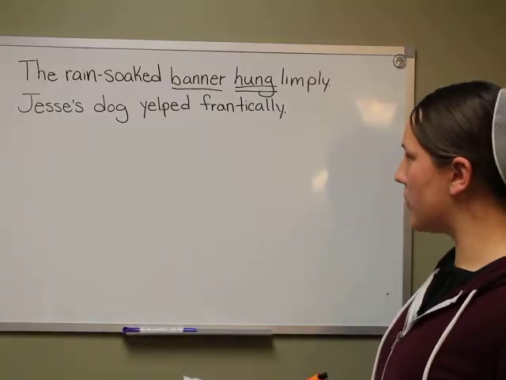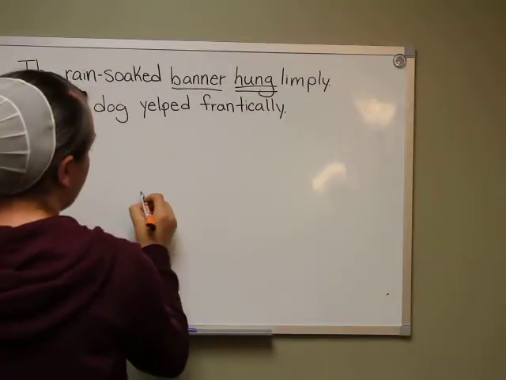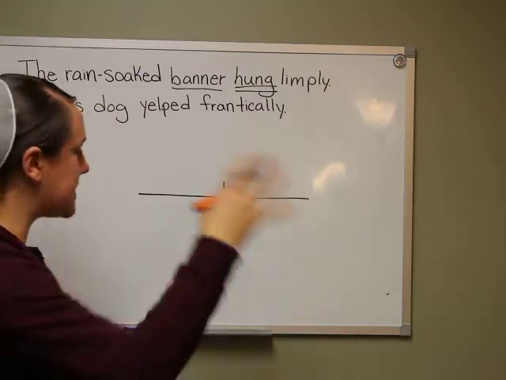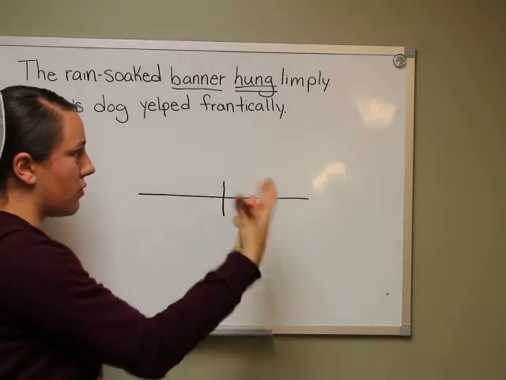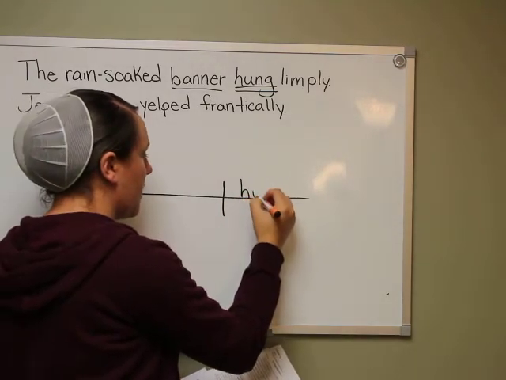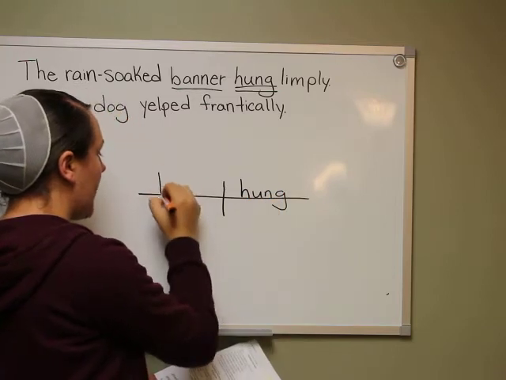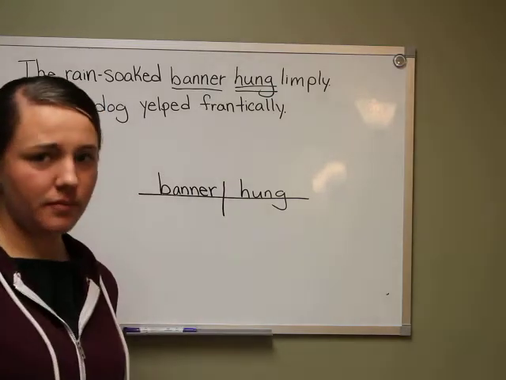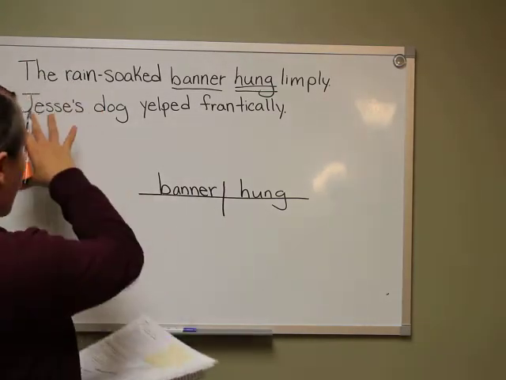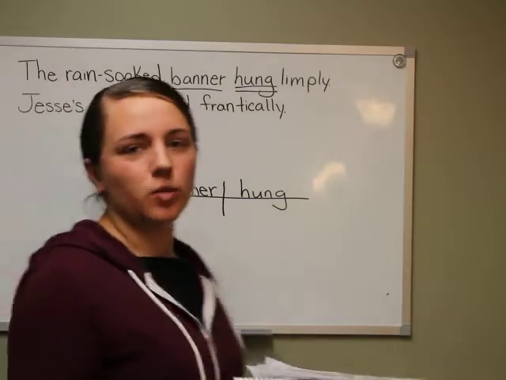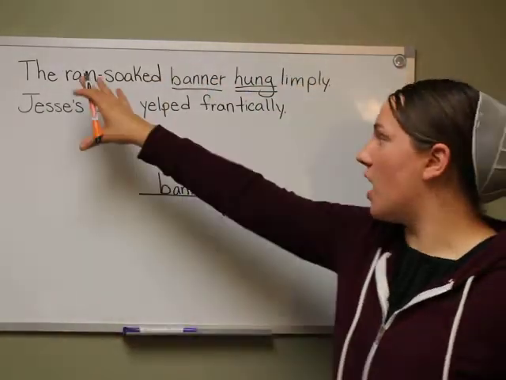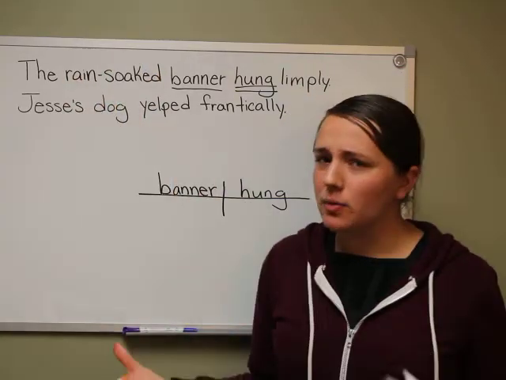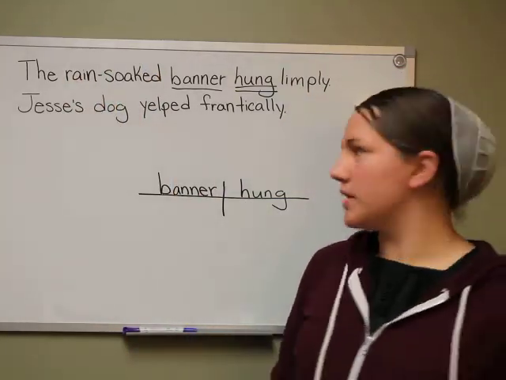Let's go ahead and get started with diagramming that part. We have banner hung. We know that our subject goes to the left of the line, our verb goes to the right. So we'll go ahead and put our verb here, hung, and then we have banner where the subject belongs. Banner hung. Now we have a few other words here we're working with. The rain-soaked. What kind of words are the and rain-soaked? Rain-soaked is one word. Are they describing words? Are they verbs? Are they subjects? What are they?